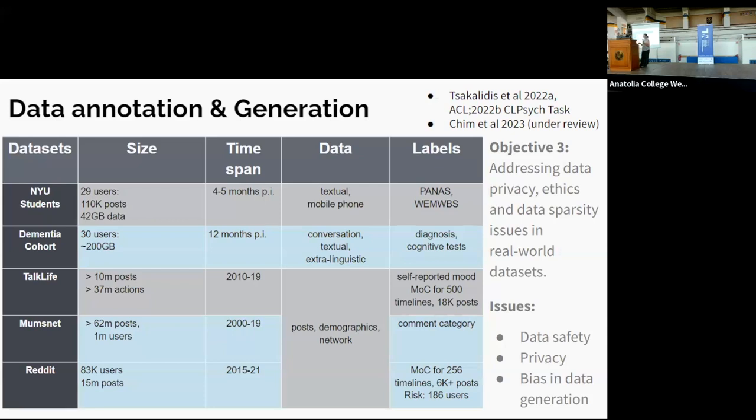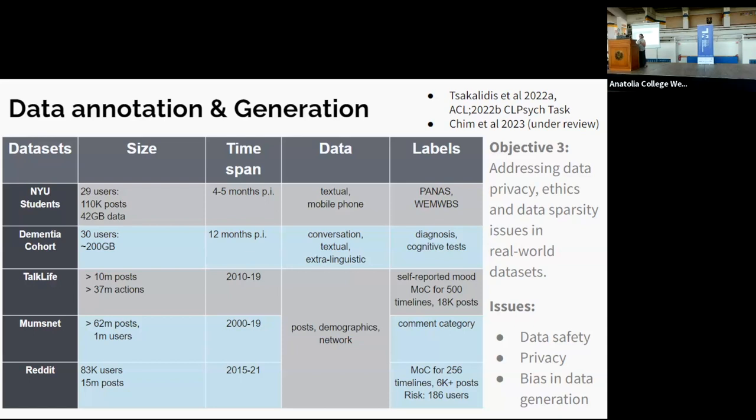Another important objective is how you address sparsity in real-world longitudinal data sets while also respecting ethical issues. For a start, there are not many longitudinal data sets that also have labels. We've been working with a number of such data sets, and they vary from smaller data sets that are very fine-grained and contain heterogeneous sources, so they could have, for example, both speech and data about keystrokes and pen strokes when people are using certain devices, to much larger scale social media data sets stemming from TalkLife, Mumsnet and Reddit.